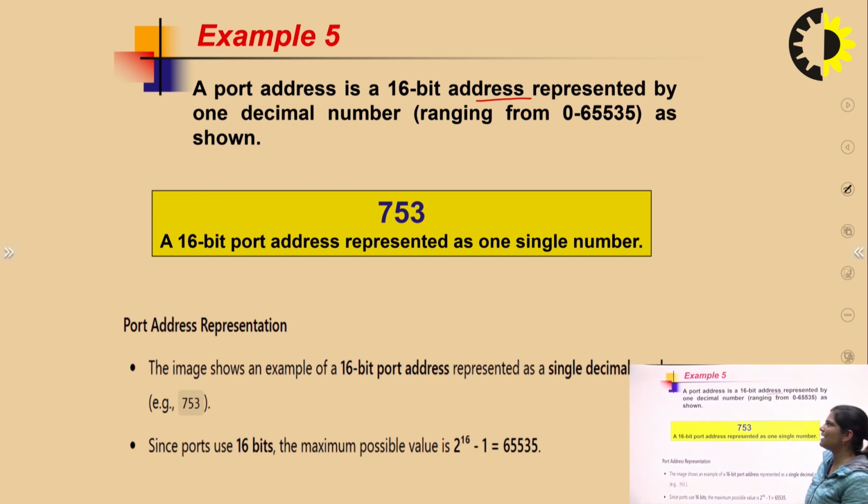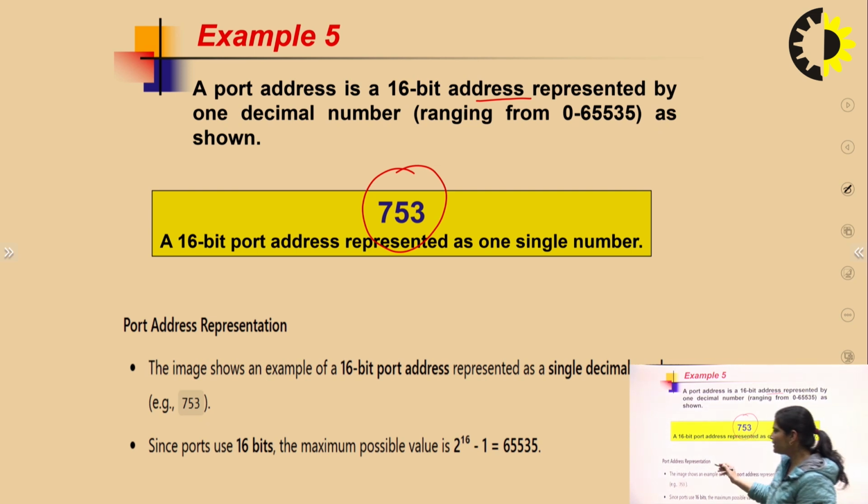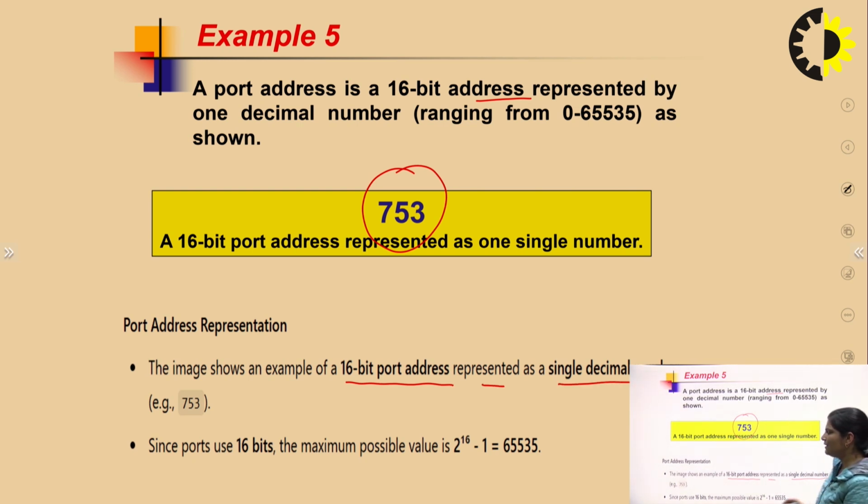So this is a port address, a 16-bit address represented by a single decimal number. How can we represent a port address? Port address representation is a 16-bit port address represented in a single decimal number, for example 753. The maximum possible value is 2 to the power 16 minus 1, and the range is from 0 up to 65535. So this is the range for assigning a port address to a sender or receiver of a packet. Sorry, we assign the port address at the level of the transport layer.